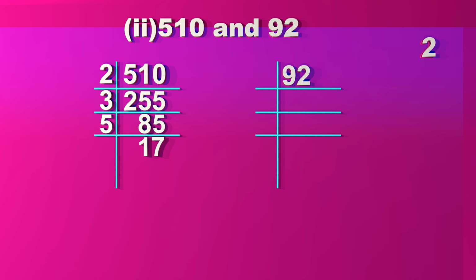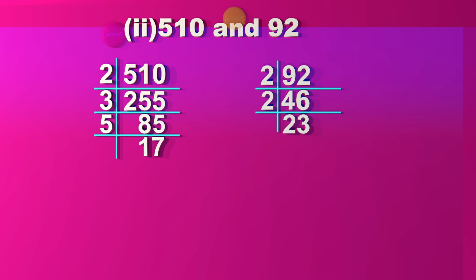Now we will divide 92 by 2 to get the prime factors, and we will get 46. And 46 is divisible by 2 in 23 times, and 23 is a prime. So now we will stop dividing this number. Now 2 is common in both factors and nothing else is common, so the HCF will be 2.